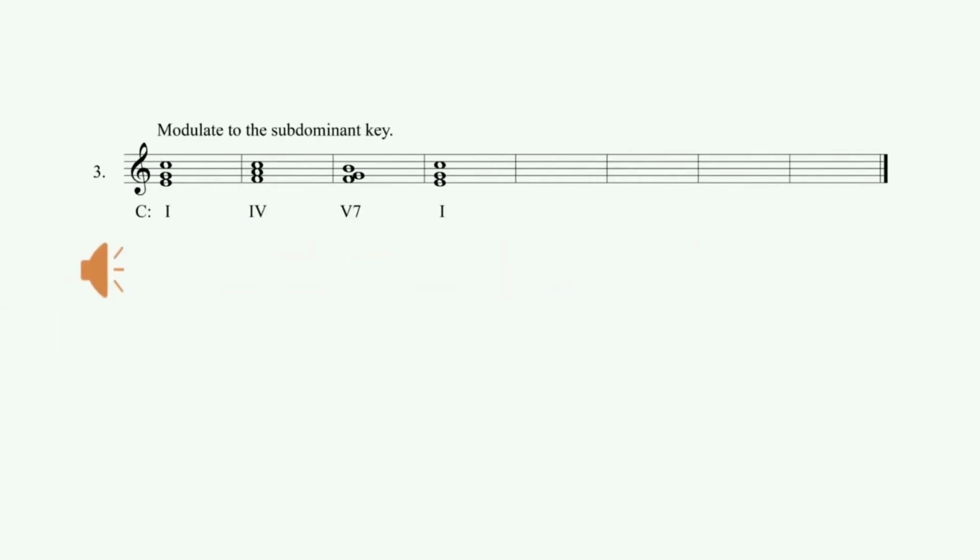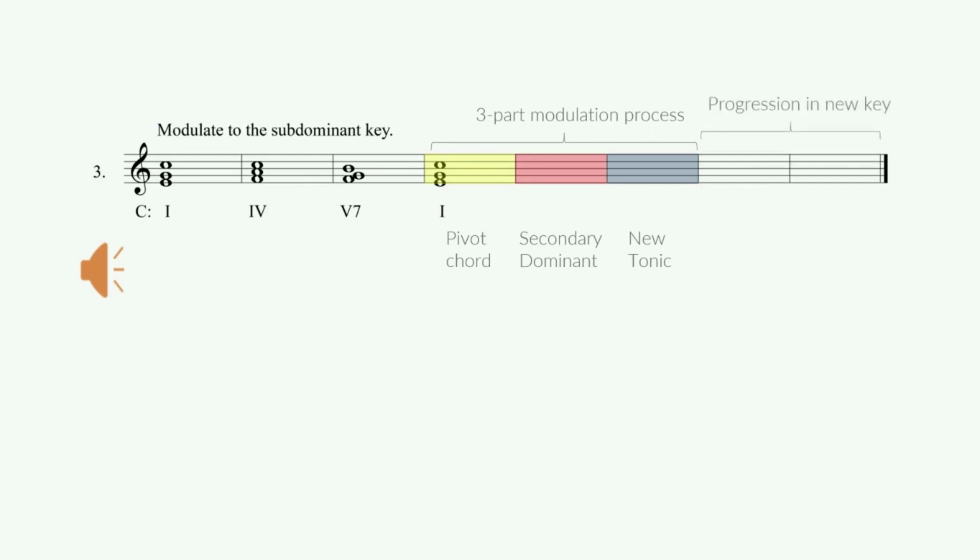Moving on, we are asked to modulate to the subdominant key in question 3. We are starting in C major, so our goal is to reach F major. Here's where the modulation occurs. The C major chord is the pivot chord. It is chord 1 of the old key and chord 5 of the new key. The secondary dominant will be chord 5 or 5-7 of F major. The new tonic will be chord 1 of F major. I will then have a progression in the new key that ends with a perfect cadence.